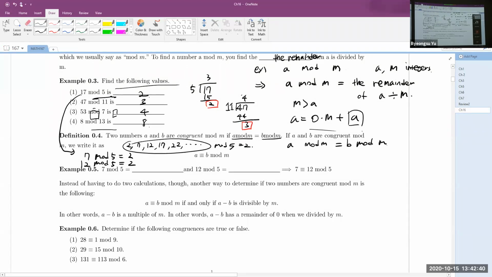Sometimes we can rewrite it as A is equivalent to B mod M, where you use three lines instead of the two lines for equality. It means that A and B are congruent mod M. Right? So 7 mod 5 is 2, and 12 mod 5 is 2. That's why 7 and 12 are congruent mod 5.